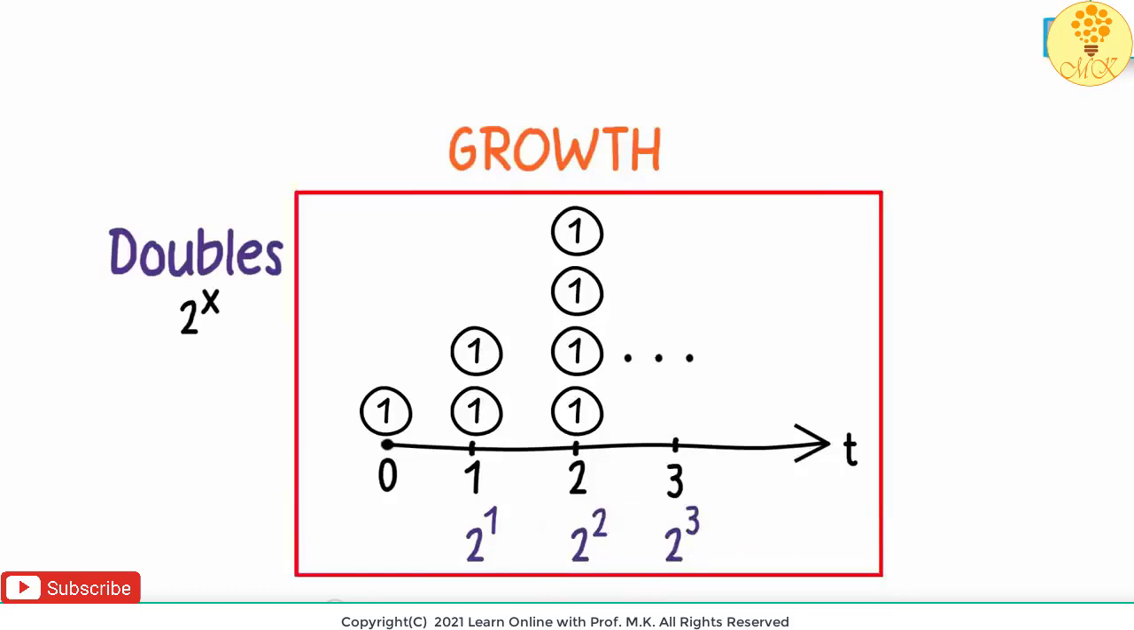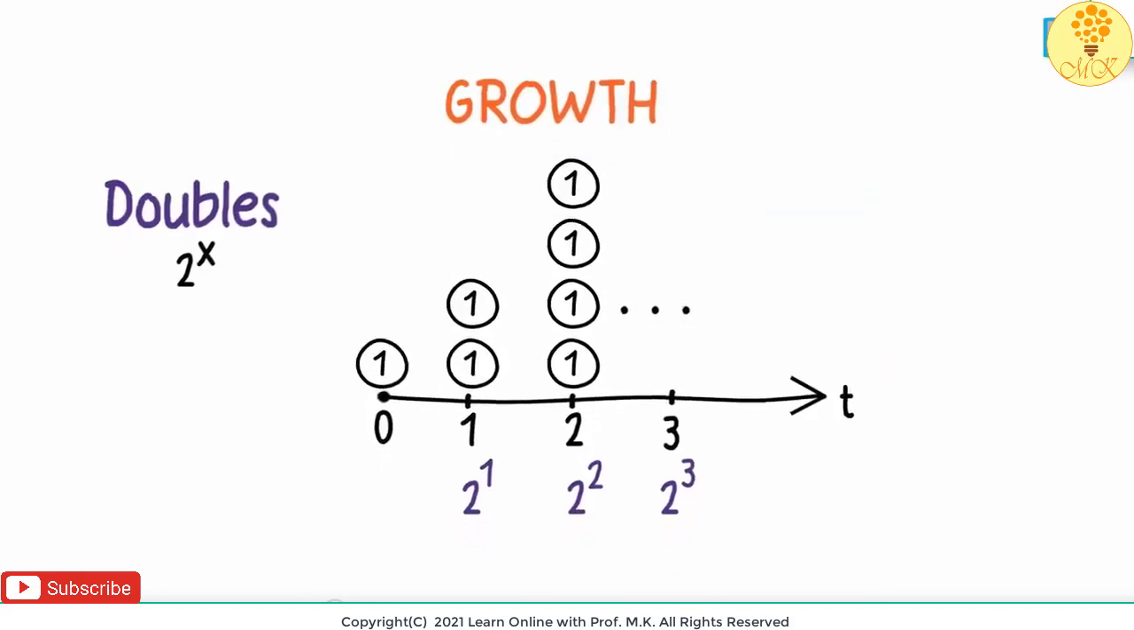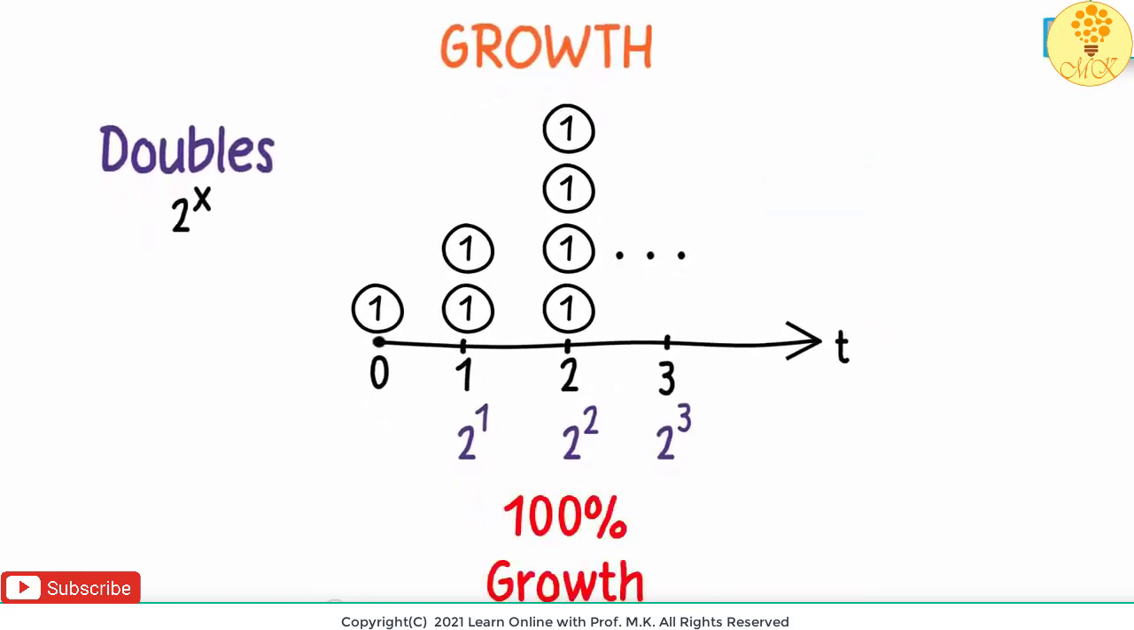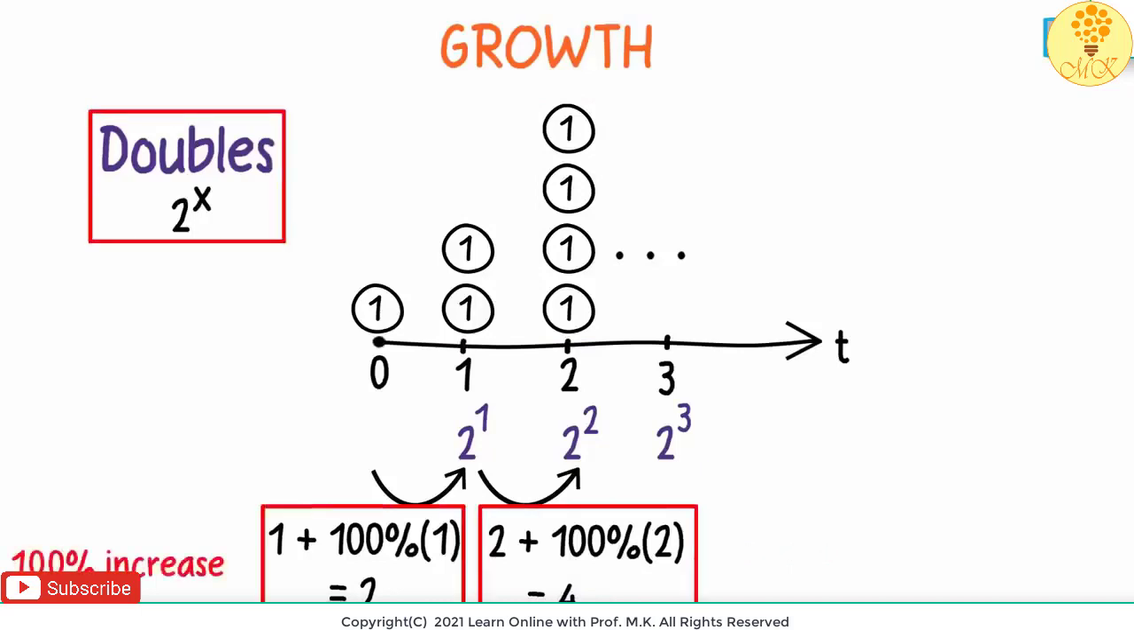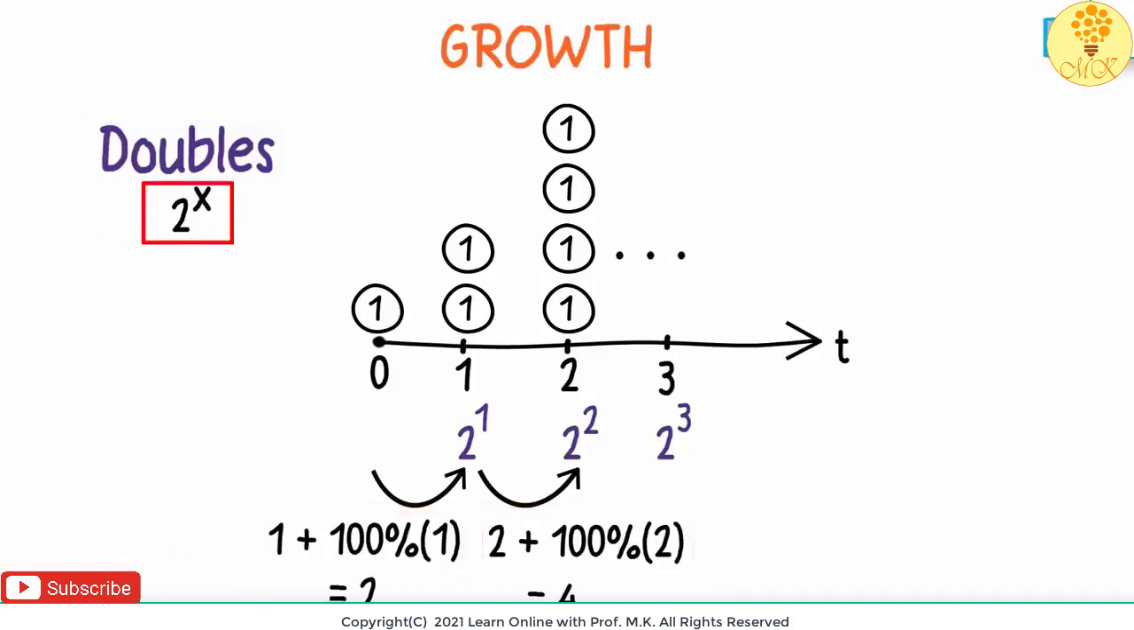This was one way in which we looked at double growth. Another way to look at it is that there is 100% growth every time period. 1 plus 100% of 1 gives us 2. $1 was increased by 100% to get $2. In the second time period, $2 grew to $4. 2 plus 100% of 2 gives us 4, and so on. So doubling the value is the same as a 100% increase. So 2 raised to x can also be written as (1 plus 100%) raised to x. It's like you're getting a 100% return on your investment.